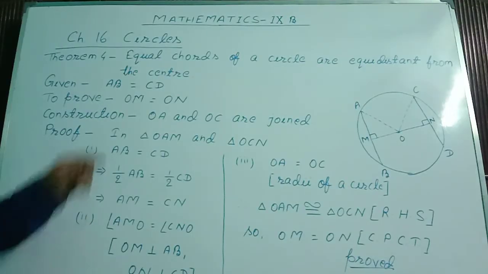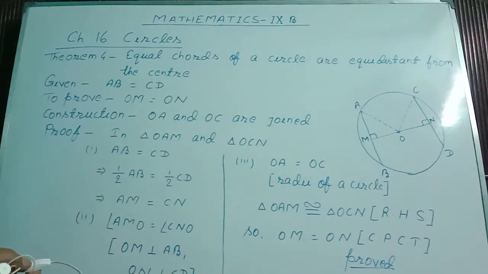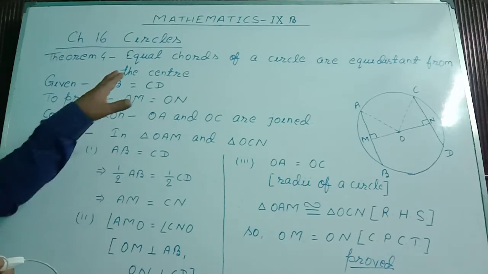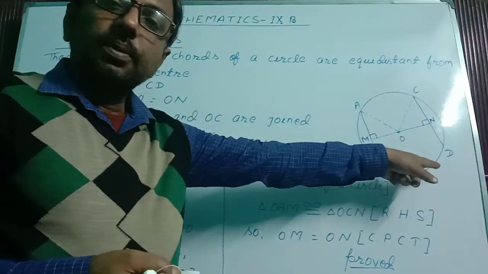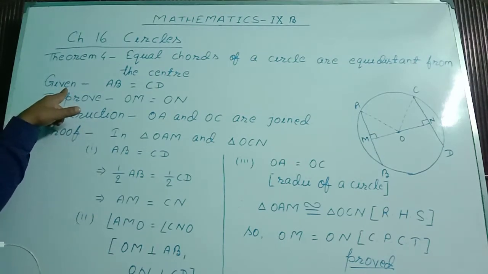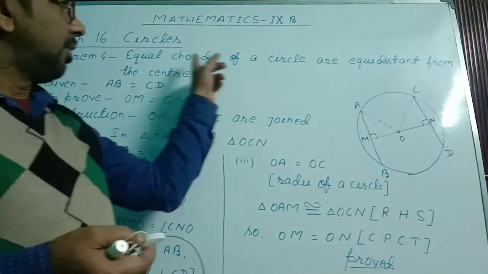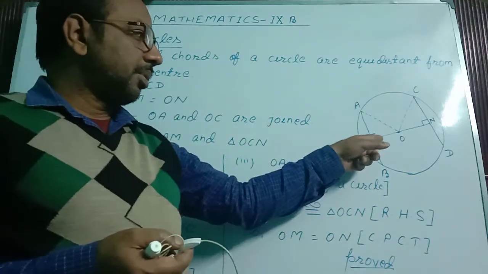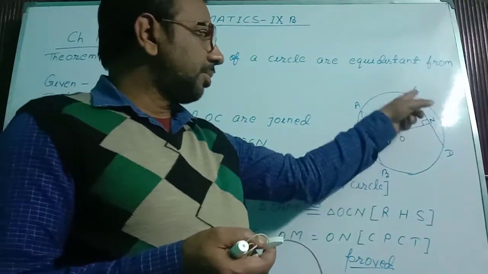Theorem 4: equal chords of a circle are equidistant from the center. The given information is equal chords. So AB and CD, these 2 are equal chords. For that I have written in the given information AB equal to CD. Then these 2 chords are equidistant from the center, meaning the distance from the center of AB is OM and the distance from the center of CD is ON.